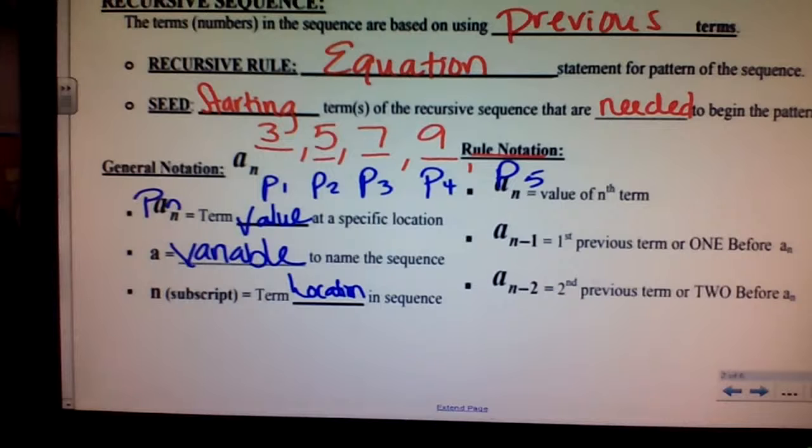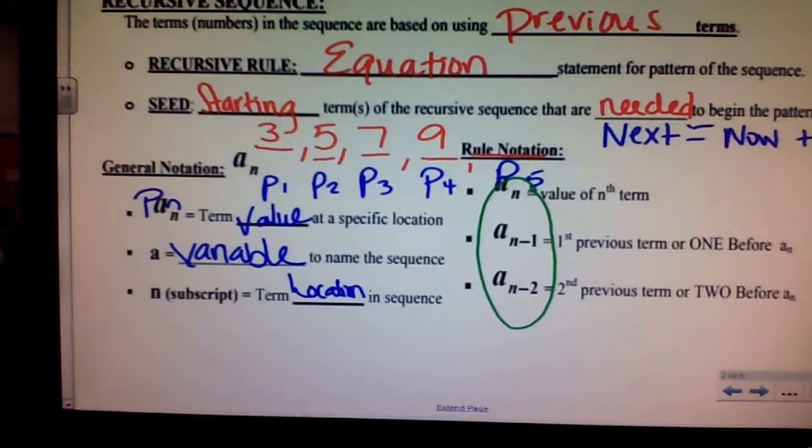All right, so let's write this equation as next equals now. So my next number equals now, and what am I doing with the now to move forward? What's my pattern? Plus 2. That's what goes over people's heads? Instead of doing this though, now we're gonna change it to these.